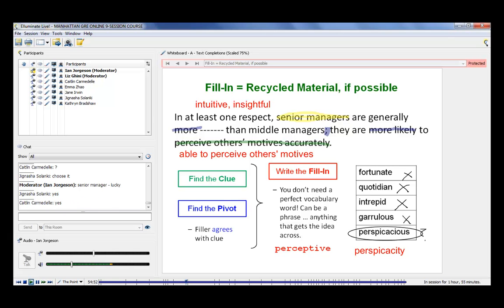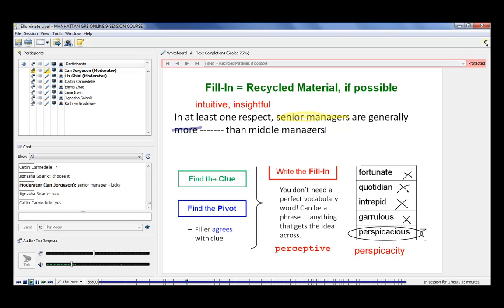And that's the problem people run into. They miss the clue. They miss the clue. So if I was to cover up the clue here for a second and just say, in at least one respect, senior managers are generally more blank than middle managers, what word am I picking? Are they braver than middle managers? Are they more fortunate than middle managers? Do they talk more than middle managers?